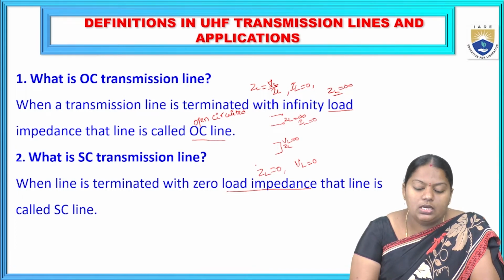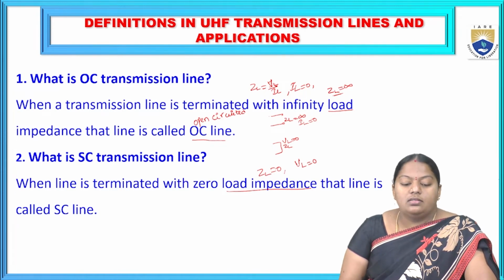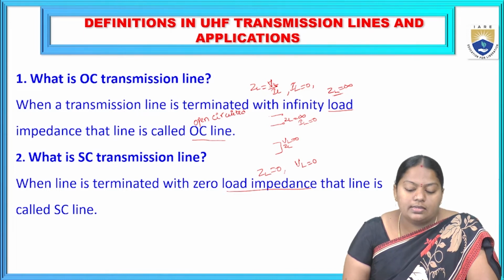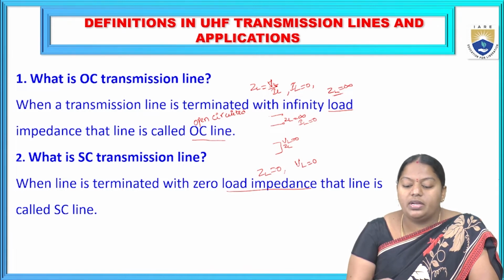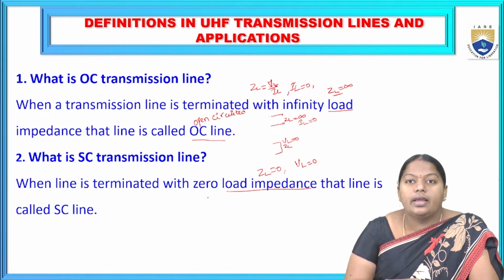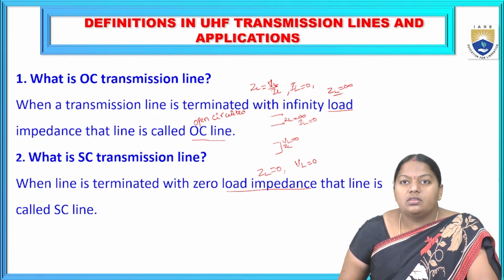Depending upon that, the two types of transmission lines we learned in the theoretical classes are the OC and SC transmission lines, that is, open circuited as well as short circuited transmission lines. For open circuited transmission lines, when a transmission line is terminated with infinite load impedance, the line is said to be open circuited. Similarly, when the line is terminated with zero load impedance, the line is said to be short circuited. Depending upon this, two types of impedances will be measured.